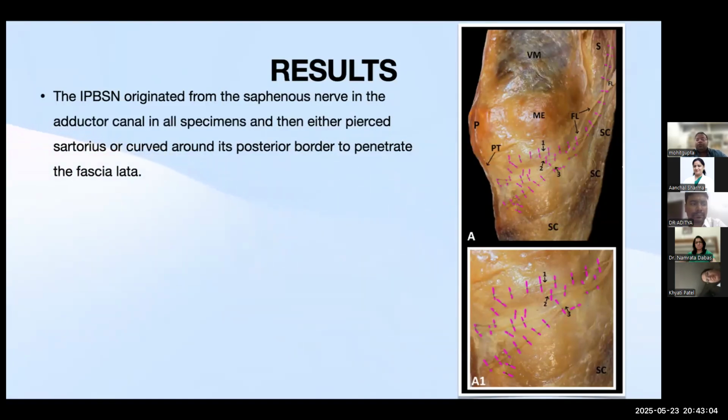As we can see in these two images, as the infrapatellar branch penetrates the fascia lata, it gives off either three branches, the superior, medial, and inferior branch, namely 1, 2, and 3 in this image above. Or sometimes it gives two branches and sometimes it doesn't branch and continues, which I will be discussing in the next slide.